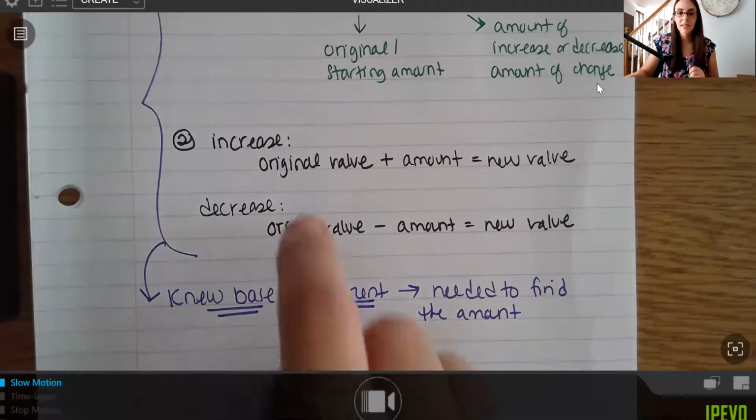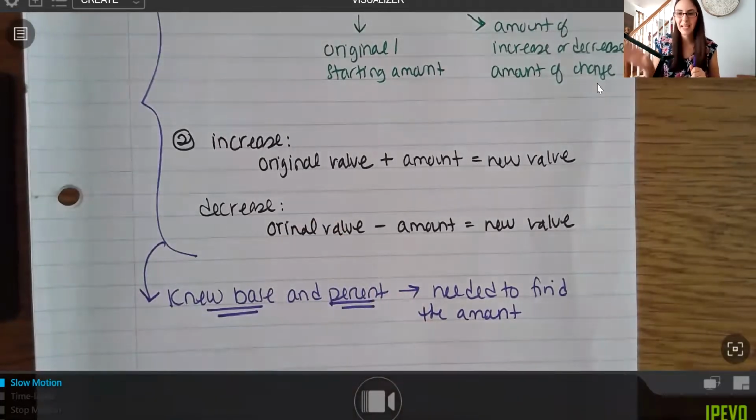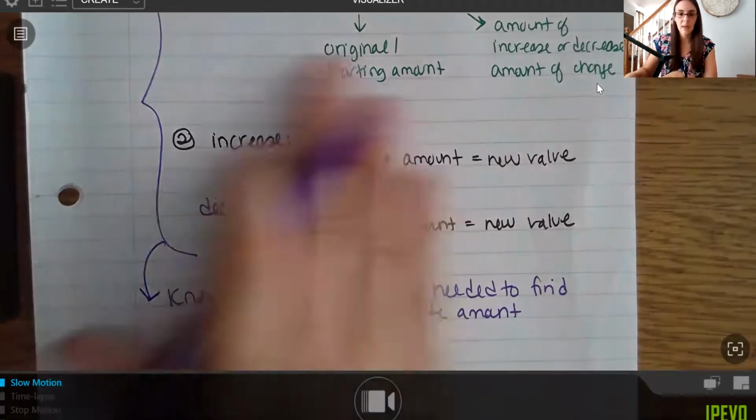I'm going to hold off on an example there because we're going to do one on discount in the next video. So in the next video, we're kind of going to focus on money examples. So this is how we do that setup here.